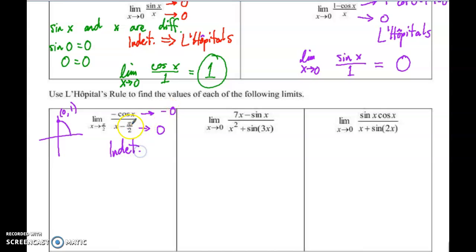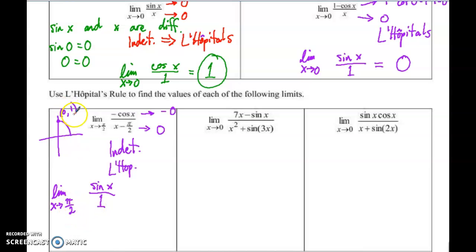And again, you can either write it out the way I wrote it here, or you can draw arrows to clearly indicate that you have 0 over 0, which is telling me that we have L'Hopital's rule. So what do we do? It's still the limit as x approaches pi over 2. The derivative of negative cosine, just like what we did up here, would be positive sine. And the derivative of x would be 1.